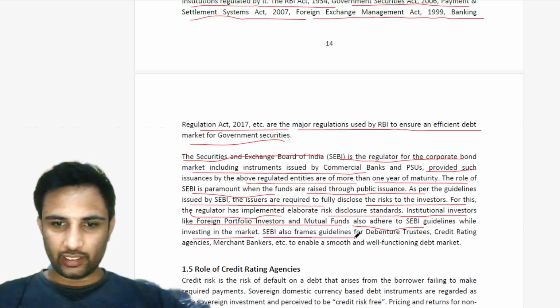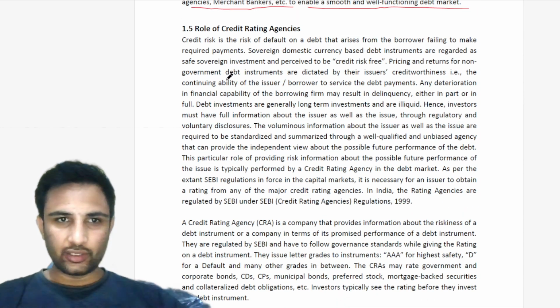SEBI also frames guidelines for debenture trustees, credit rating agencies, merchant bankers, etc., to enable a smooth and well-functioning debt market. Next chapter is chapter 1.5, Role of Credit Rating Agencies.